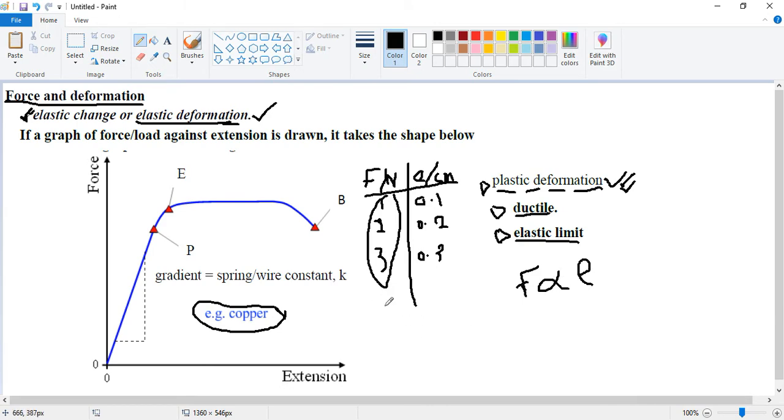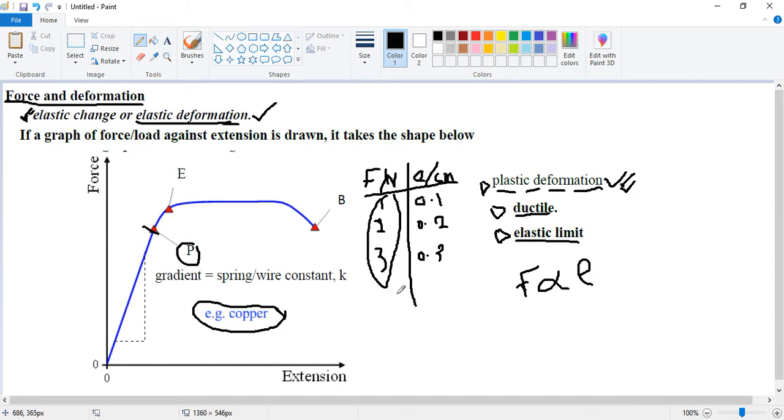But as you continue adding loads, remember you are adding and removing, and you see the material going back to its original shape. Then there is a point where you add the load, and when you remove it, the material does not go back to its original shape. Initially, when the extension is directly proportional to the force, you get a perfectly straight line. The point P is called the proportionality limit. At this point, this is the maximum force for which the extension will be directly proportional to the force.